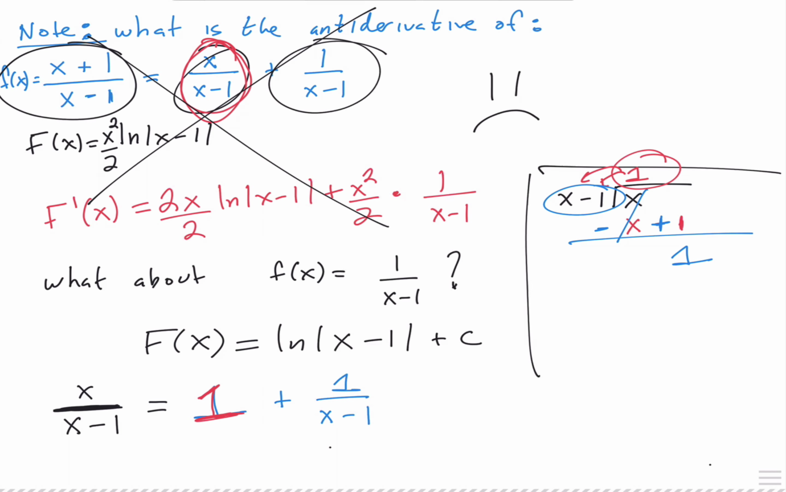And then can you get the antiderivative? Sure you can. So this we can get the antiderivative of. This would be x plus ln of x minus 1. So it actually turns out that we can find the antiderivative of this one. So what did we just do? We turned the frown upside down.